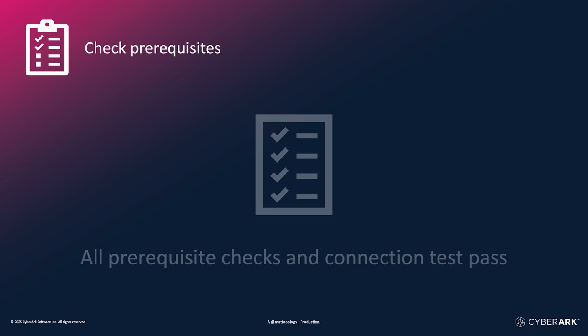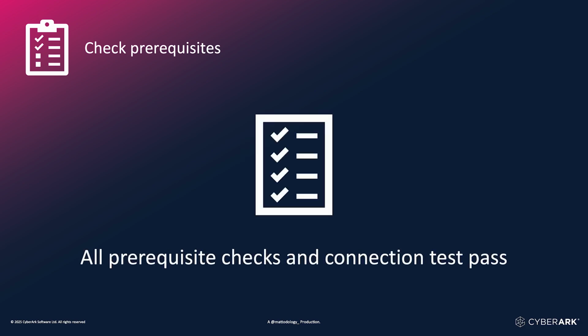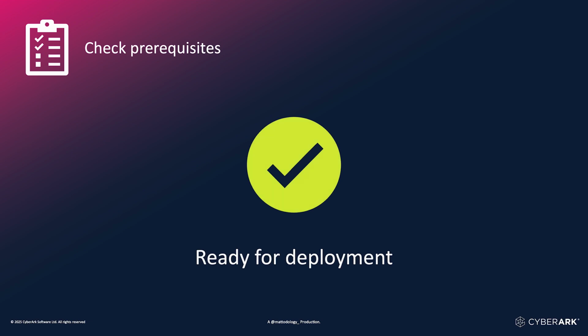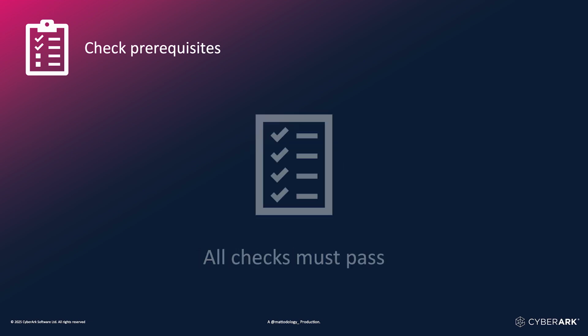If all the prerequisites checks and the connection test pass, your server is ready to proceed with deploying the Privileged Cloud connectors. Remember, all checks in the prerequisite script must pass before you move forward.